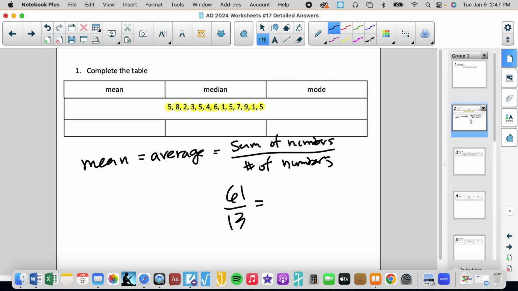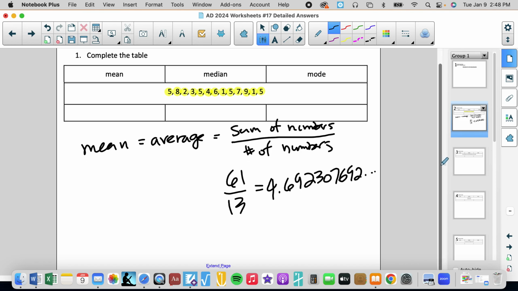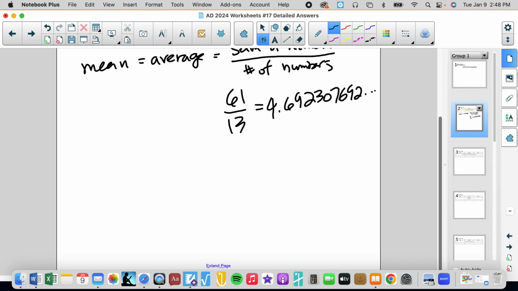I don't think it said in the problem to round. So this is a really ugly number. It is 4.69230769..., which I wouldn't use. Statistics is kind of exact, so I'm a little frustrated with this. I would probably say that the answer is 4, and 13 times 4 gives me 52, minus 61. So I would say 4 and 9/13 would be the best number.